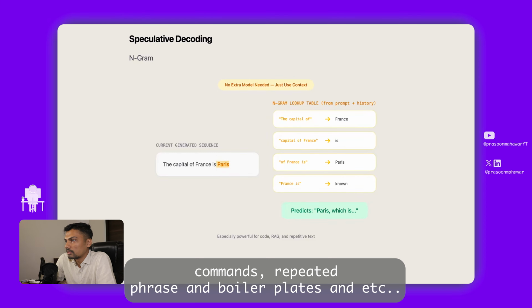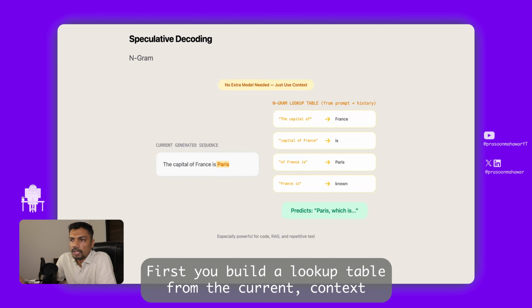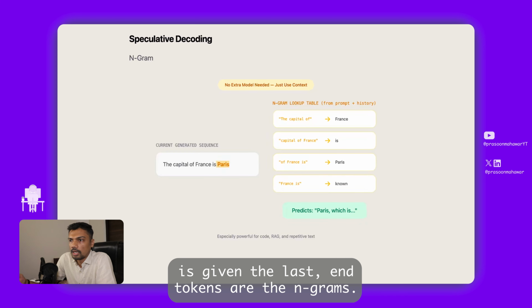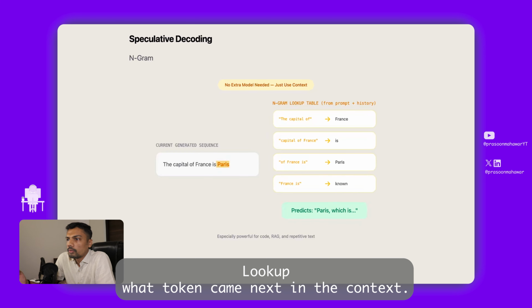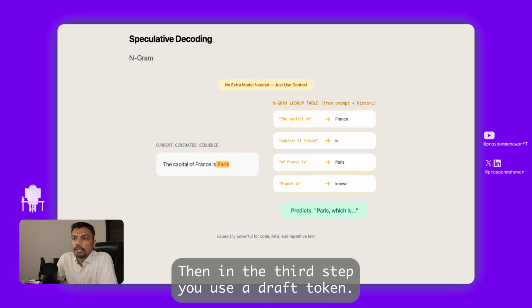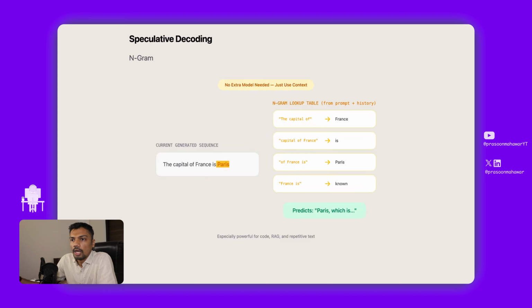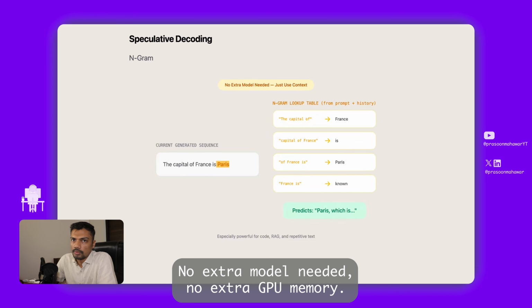So the algorithm works like this. First, you build a lookup table from the current context, that is the prompt plus the tokens generated so far. Second, given the last n tokens, the n-gram, look up what token came next in the context. Third, you use those as draft tokens, and the fourth step is to verify with the main model. No extra model needed, no extra GPU memory.